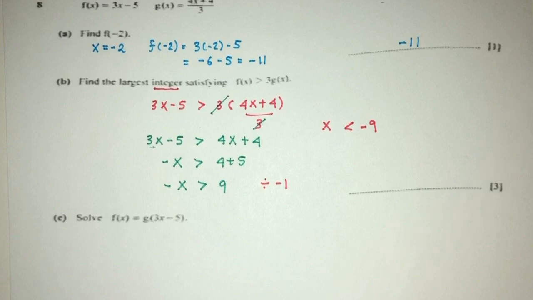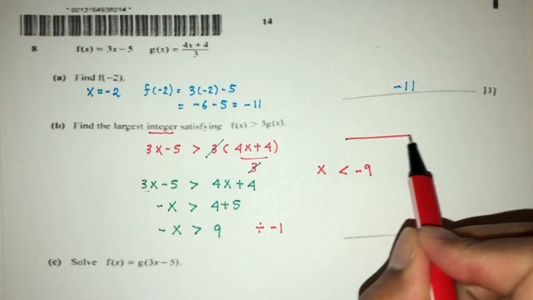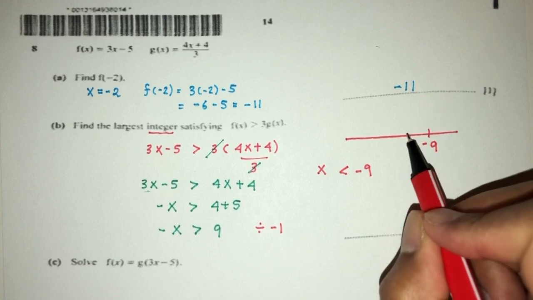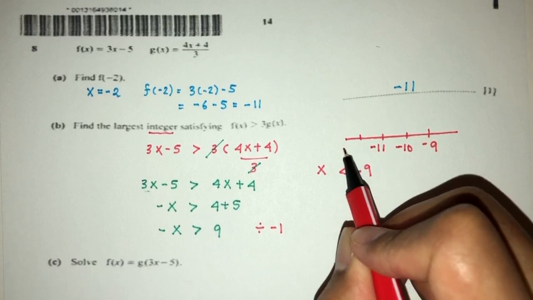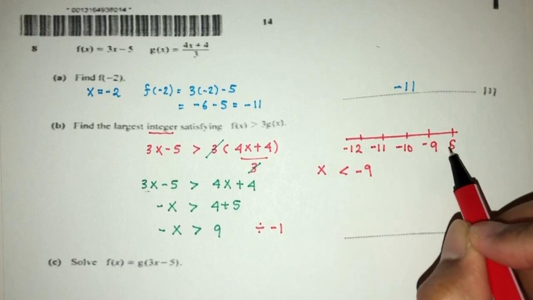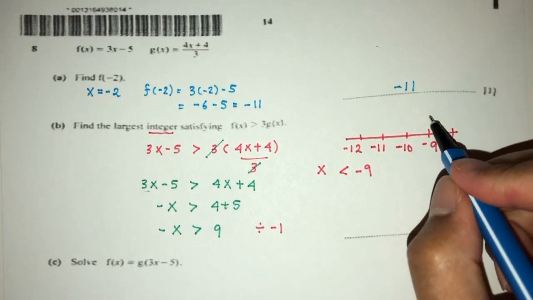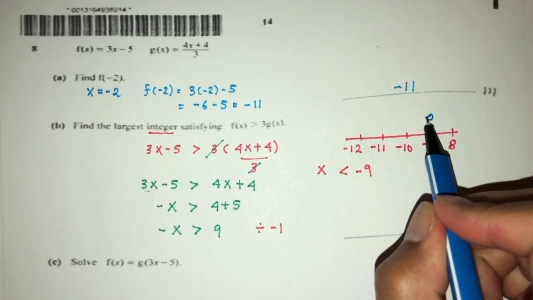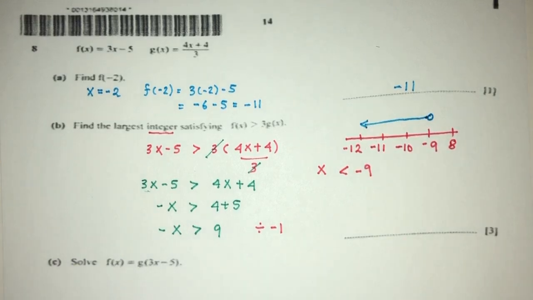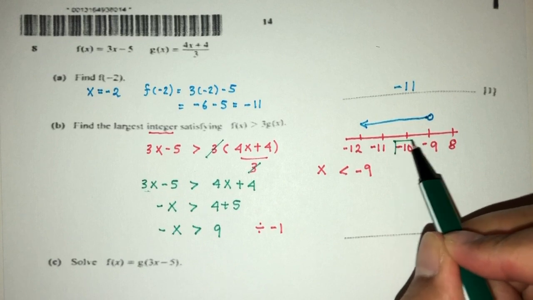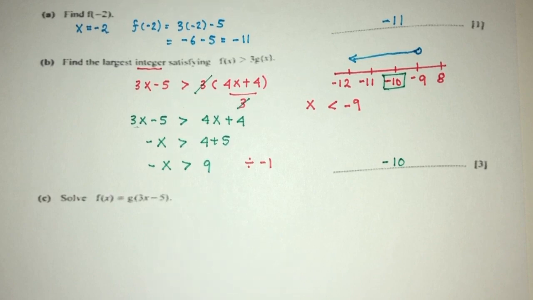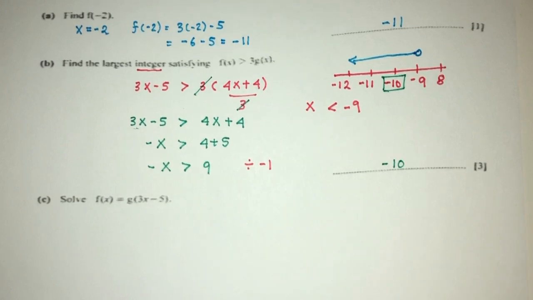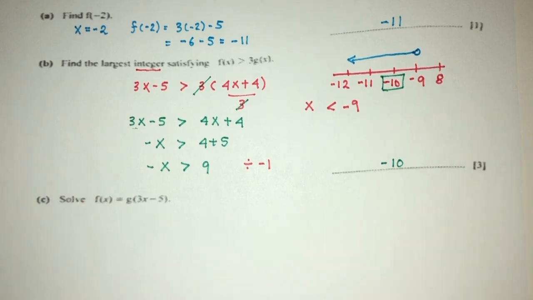Okay, so we have to find the largest possible value that satisfies this inequality. So let's see what we can do. We can draw a number line to help with that. If you observe, let's say here we have minus 9. Here we have minus 10, minus 11, minus 12. Here we have minus 8, obviously. So x is a value less than minus 9. It has to be on this side, obviously. As you can see, the largest integer less than minus 9 will be minus 10. So minus 10 will be your answer for part B of the question. It is not tricky, you just have to be careful with this question. So that will be minus 10.